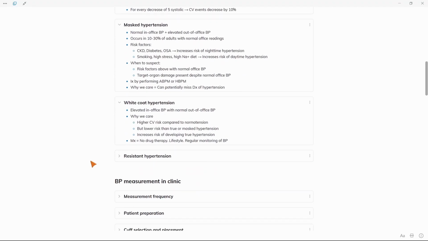White coat hypertension is a bit more straightforward because it will always present with an elevated blood pressure or hypertension in the clinic. However, their blood pressure outside of the office is normal. Why do we care about white coat hypertension? Although white coat hypertension doesn't carry the same amount of risk in terms of cardiovascular disease compared to a patient with true hypertension or masked hypertension, they still have a higher cardiovascular disease risk than patients who have normal blood pressure. Patients with white coat hypertension are also at an increased risk of developing true hypertension.